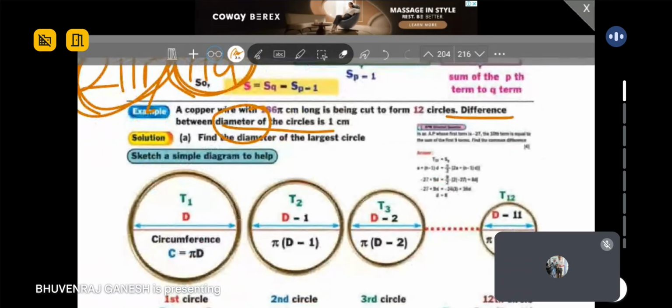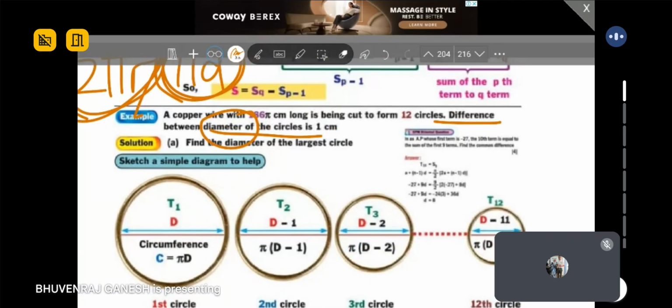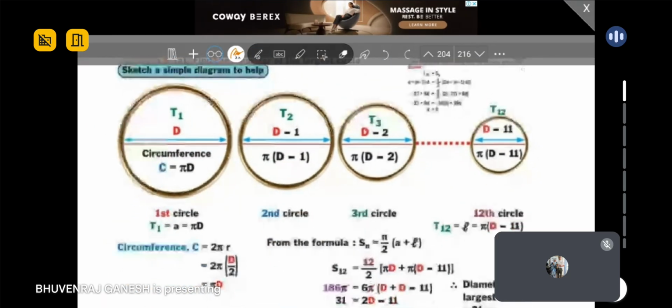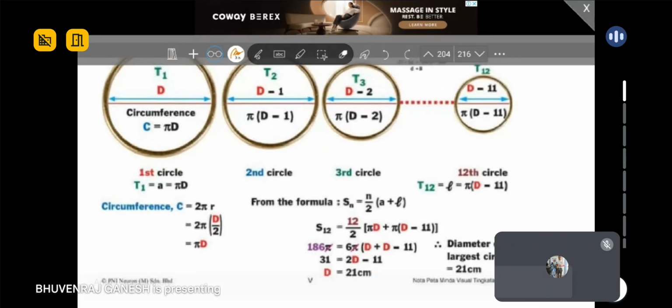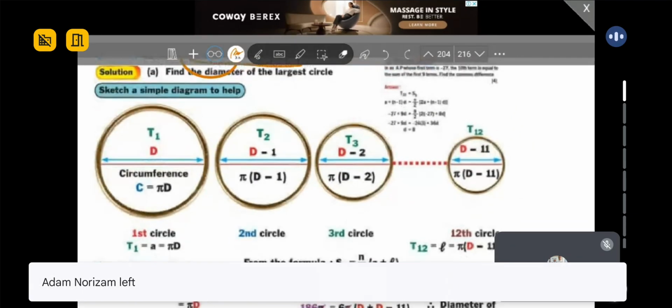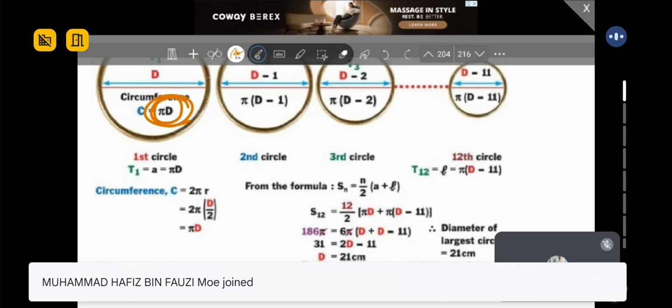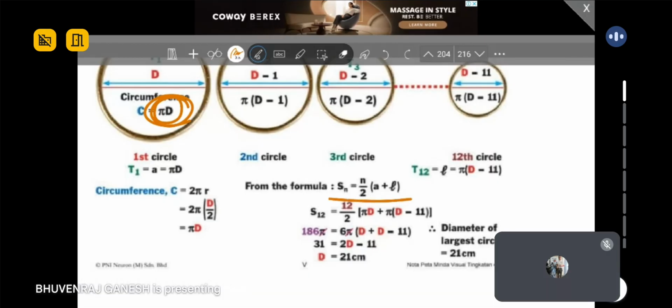Okay, so now you can already start to construct your formula. So they say it decreased by 1. Am I right? Mereka kata perbezaan tu 1 cm. So you can see d minus 1, d minus 2, d minus 11, something like that. Okay? Alright. So now you can start your working already. Boleh mula. So now you want to find the d, right? Kamu nak cari nilai d, because they want the diameter of the largest circle. Bulatan paling besar.